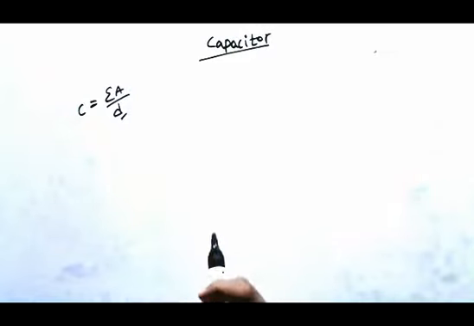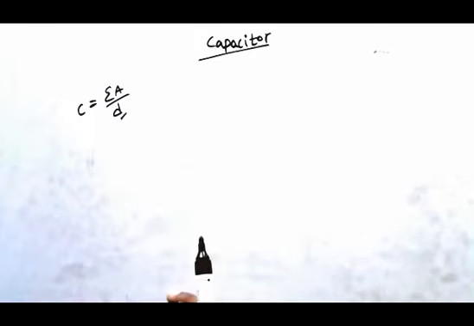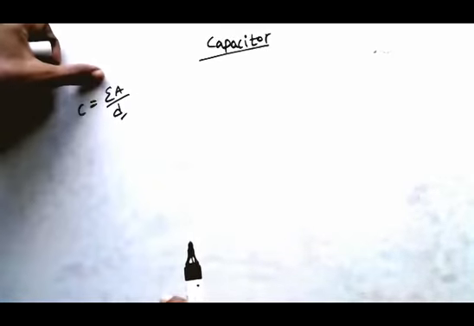Here there is a slight difference between the dielectric material and the insulator. A dielectric material is also an insulator, but it has dipoles when an electric field is applied, while insulators only obstruct the flow of current through them.